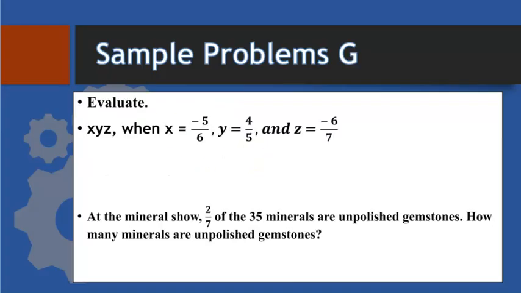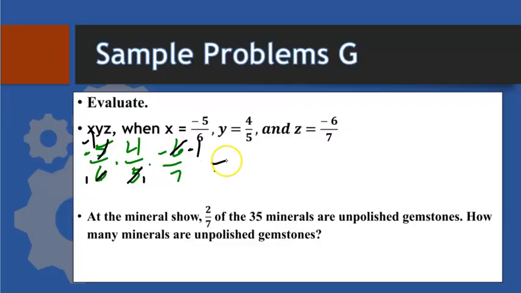And our last ones, here we want to evaluate x times y times z when x is -5/6, y is 4/5, and z is -6/7. Now for this one, the 6 is divided out, and I'm left with a -1 on top here. This 5 and this 5 divide out, so I'm left with a -1 and a 1 here. So now I have -1 times 4 times -1, which gives us 4. The denominator of 1 times 7 is just 7, so we have 4/7.